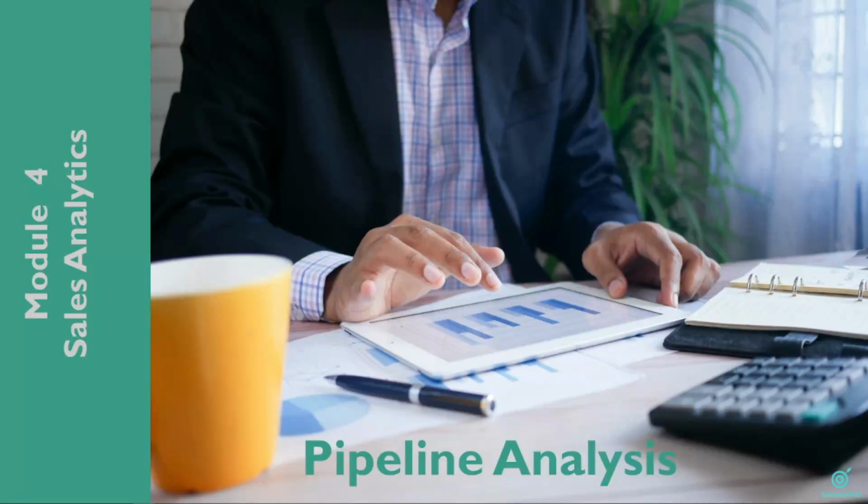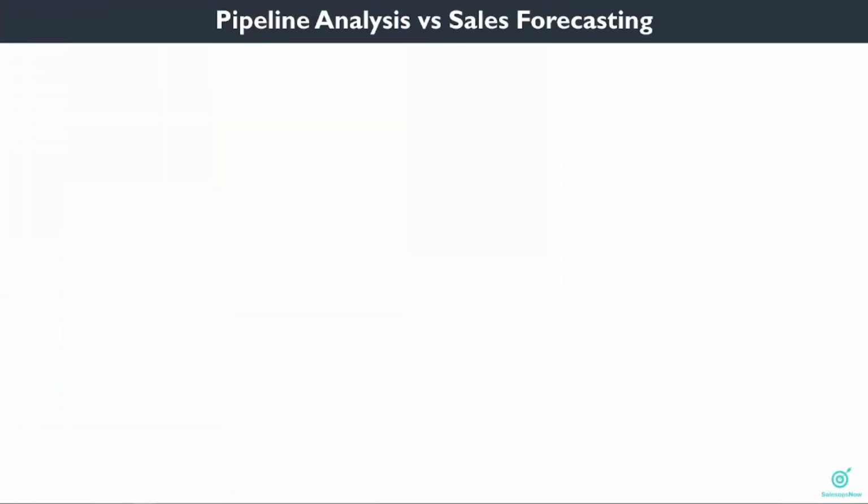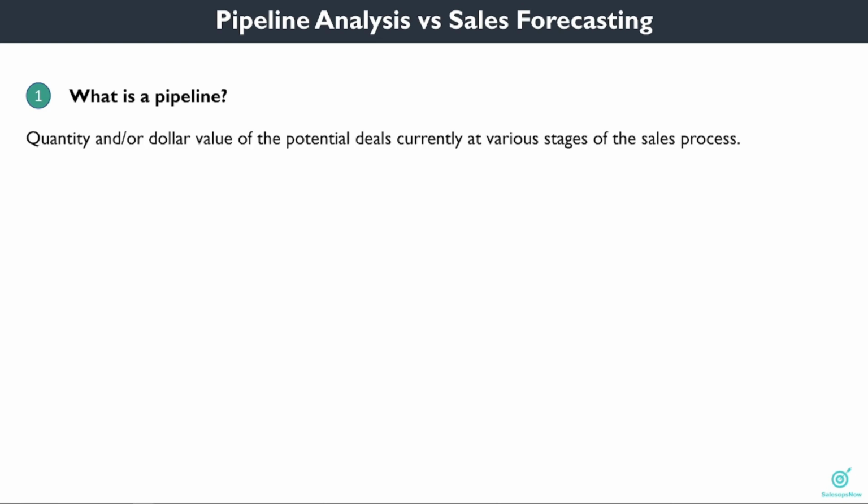Pipeline analysis and sales forecasting is the last section of this module. Before diving into the different techniques and methodologies, let us define what each of those two activities are and what they involve. What sales professionals usually refer to as pipeline is the quantity and/or dollar value of the potential deals currently at various stages of the sales process.